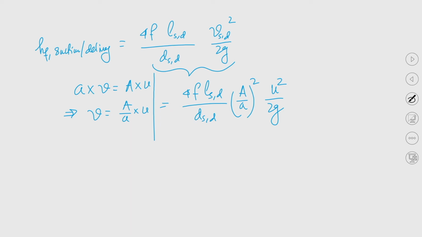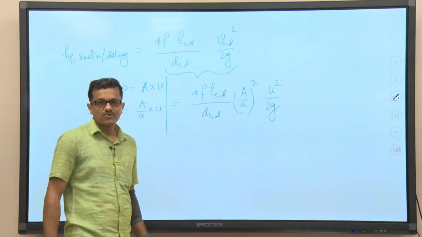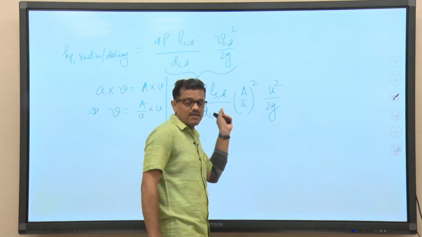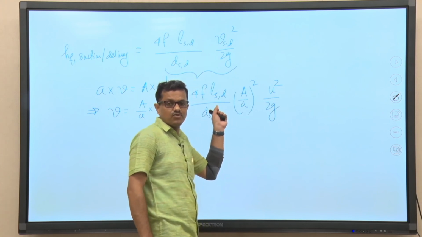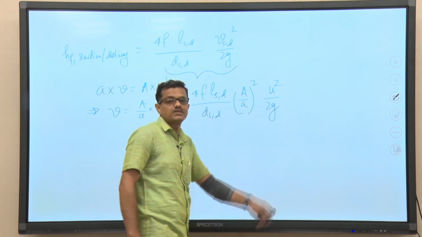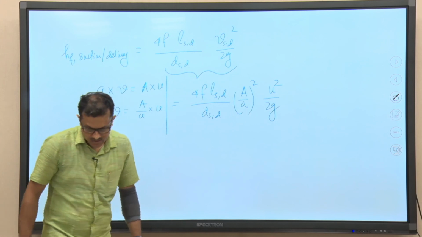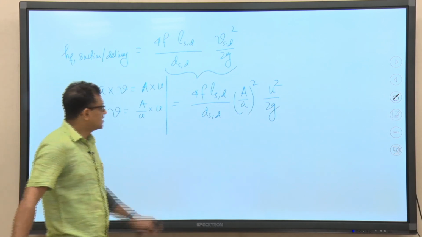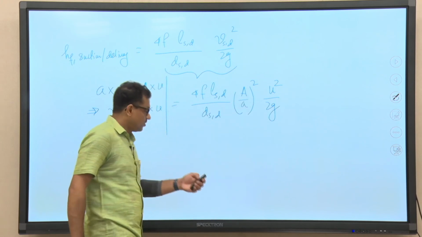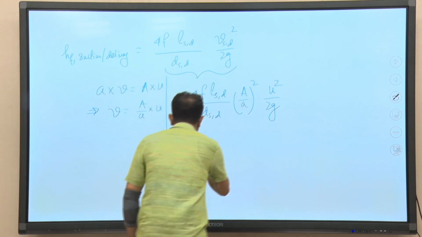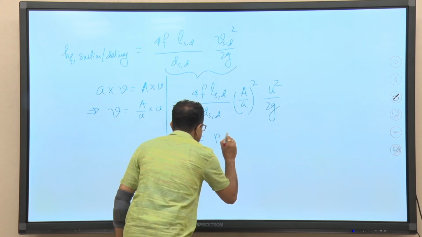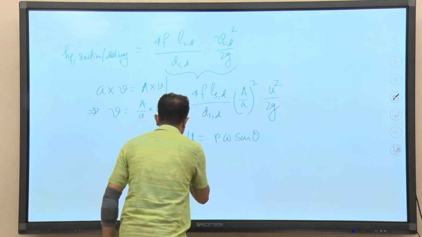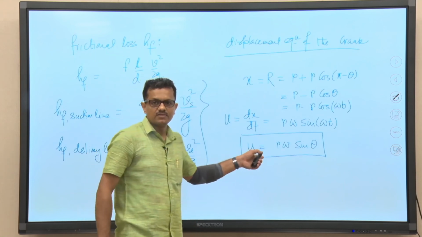So, this is the frictional loss. Somehow we have been able to establish the losses due to friction, both at the suction and delivery pipelines, in terms of the piston speed u. Now, try to understand, this is u square, right. What about u? u equal to r omega sin theta from the previous slide.